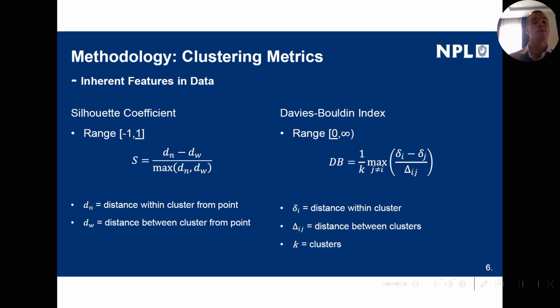And then Davies-Bouldin is another metric which works in a similar way, but this has the best score as 0 and no upper bound. But this now compares the distance within each cluster to the distance between each cluster, and it's divided by the number of clusters that you're finding.